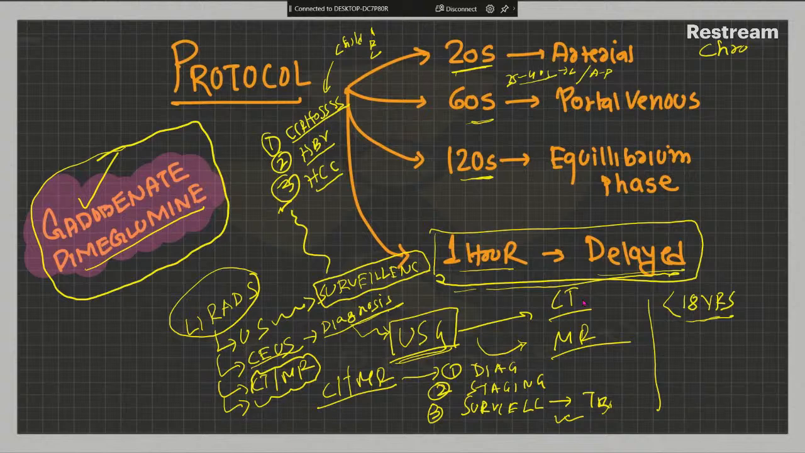Now the question is, if your center does not have the facility of a hepatocellular specific contrast agent, as is the practical aspect, should we not do the CT or MR? Definitely you can do it with gadolinium. Then in that case, there is no need of taking a 1 hour delayed film.